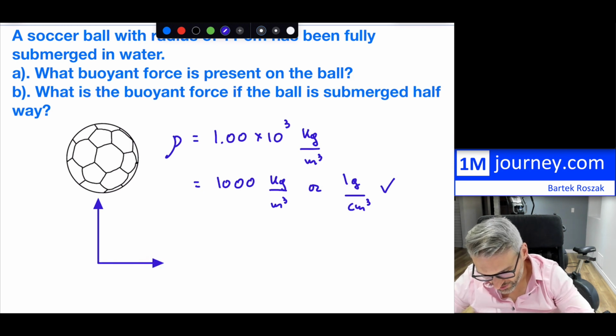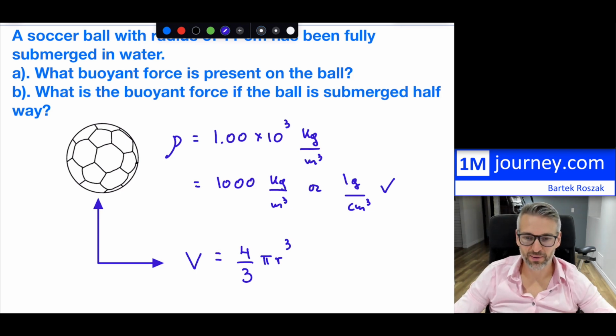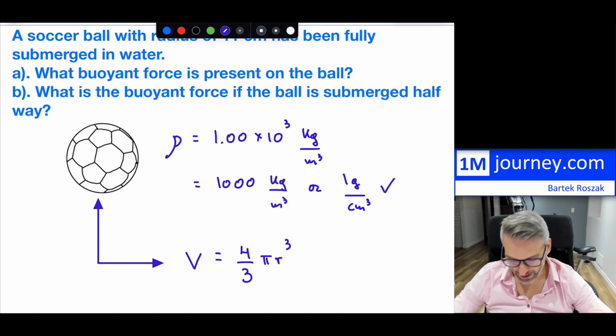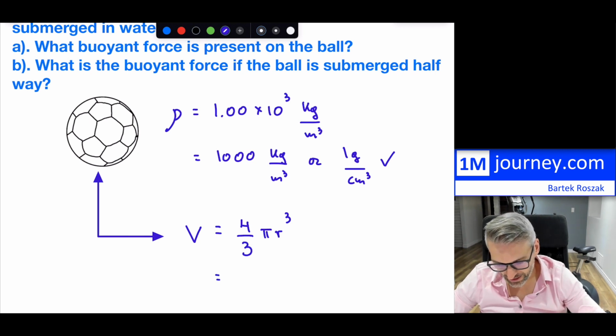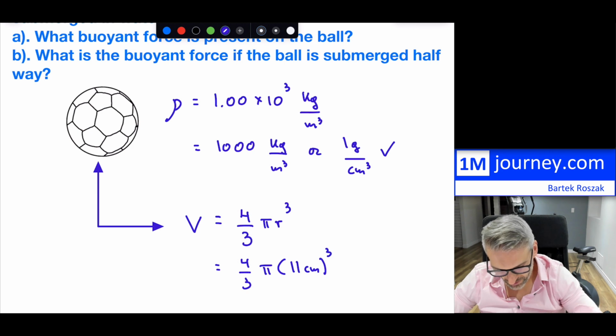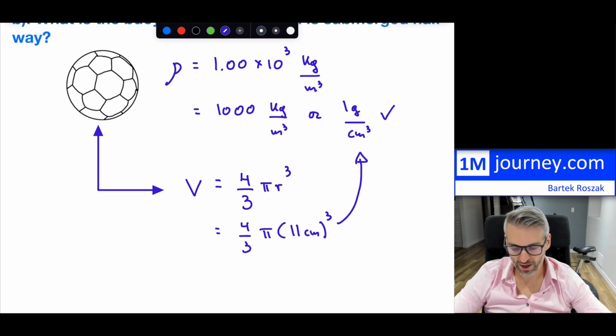How much water does this displace? Well, it displaces the total volume. The volume that we have for a sphere is 4/3 pi r cubed. You may or may not remember that, but that is the volume for a spherical shaped object. Now we have everything here. Notice it's 11 centimeters. So this is 4/3 pi times 11 centimeters, cubed. I'm keeping it in centimeters because I can certainly do the density in centimeters as well if I wanted to.